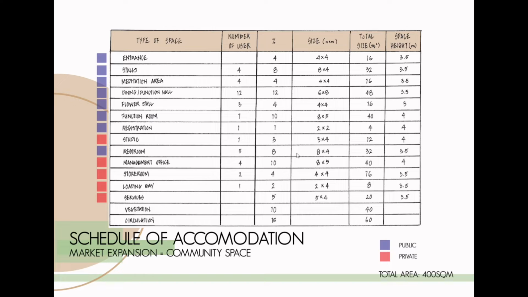This is my schedule of accommodation. I divided it into categories: services, vegetation, and circulation take 30%, the dry goods vendor 35%, and the housewife 35%. The total area is 400 square meters.